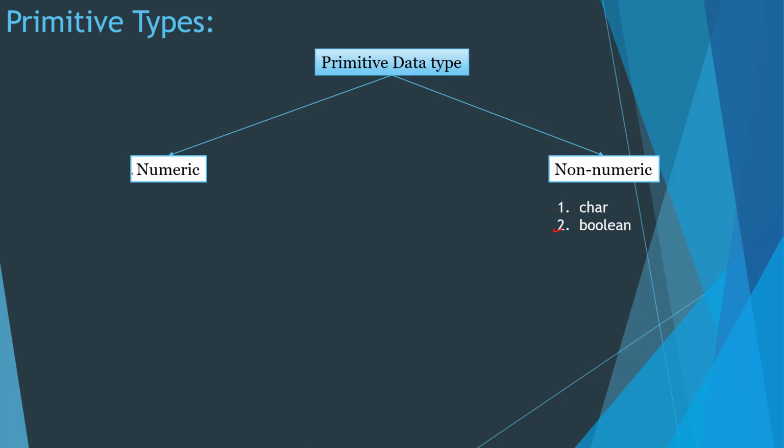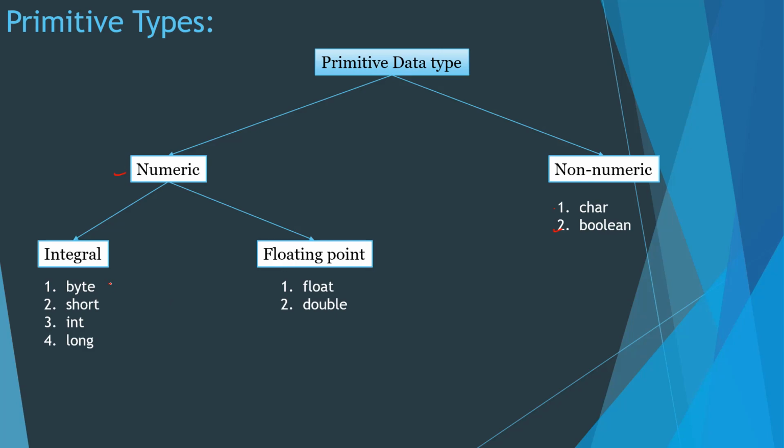Here, numeric types can further be classified into two more types, integral and floating point. Integral data types will contain only whole numbers. That is, the decimal point is not allowed here, for example 1, 2, 3, 10, 15. The floating point data types will contain values that may have a decimal point, for example 10.5, 4.5, minus 10.5. So these are the four integral data types available in Java, and these are the two floating point data types available in Java.